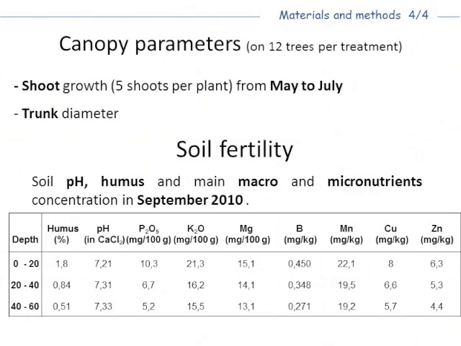We worked with several parameters on the growth of the plant: shoot growth, trunk diameter growth, and fruit production. I will just go through the shoot growth just to say the difference of vigor that we had in this trial. And the soil was a sandy loam soil with these characteristics, as you can see here.